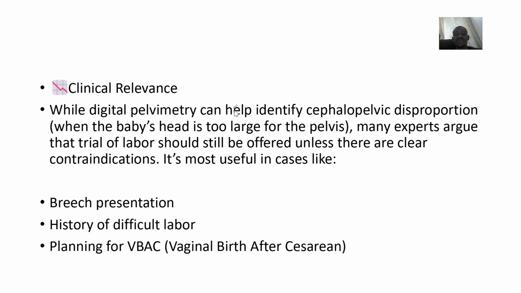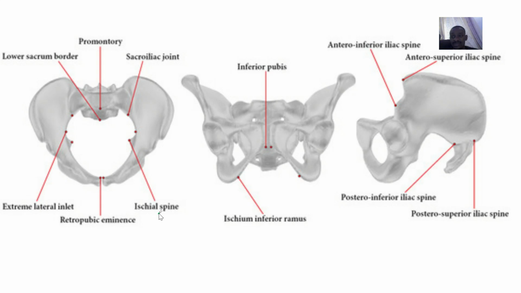So digital pelvimetry may help to identify cephalopelvic disproportion. This is when maybe the baby's head will be bigger than the pelvis. Many experts argue that trial of labor should still be offered unless there are clear contraindications, right? So the woman should still try, because sometimes she could dilate to an extent that you would be in disbelief. So I think this is it.